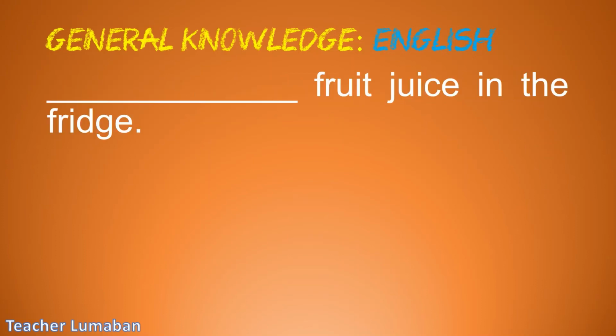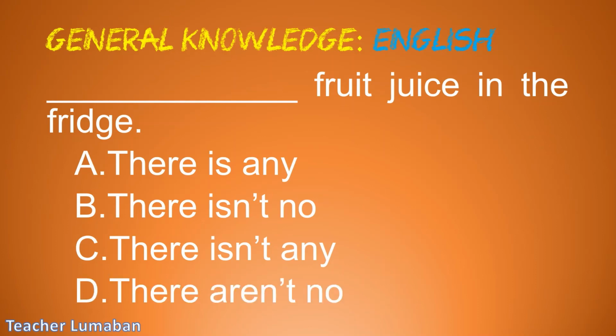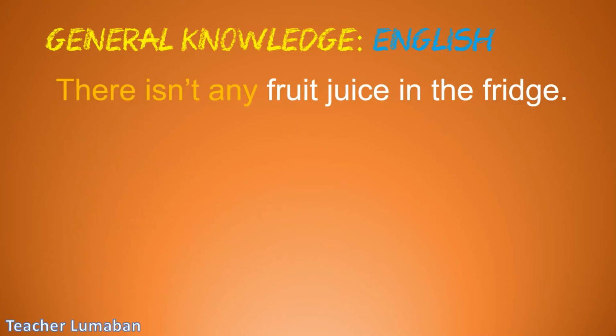Blank fruit juice in the fridge. Letter A. There is any. Letter B. There isn't no. Letter C. There isn't any. Letter D. There aren't no. Choose the suitable answer to the following choices in 5 seconds. 5, 4, 3, 2, 1. The correct answer is letter C. There isn't any. There isn't any fruit juice in the fridge.